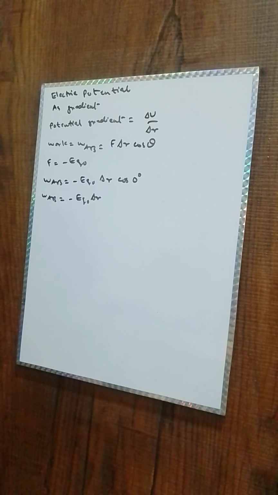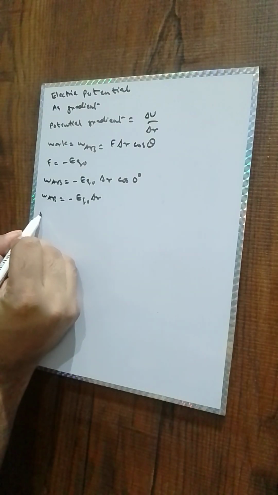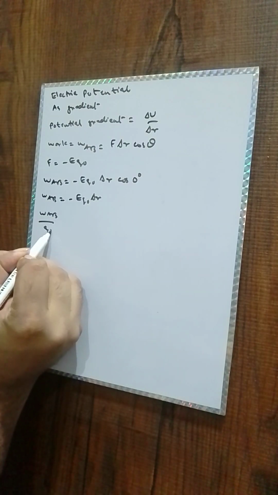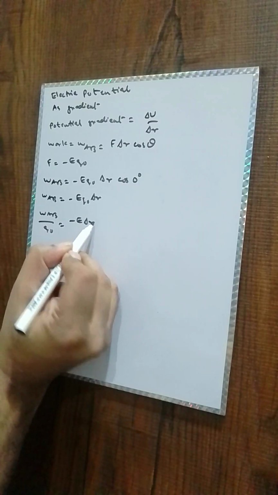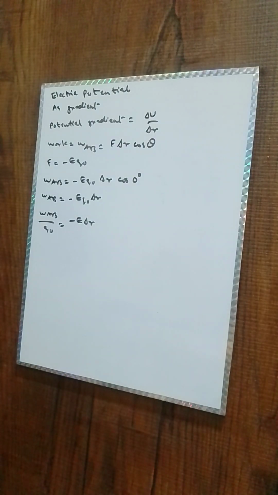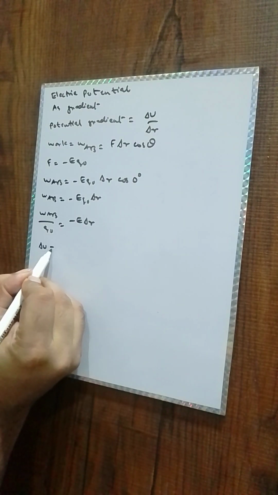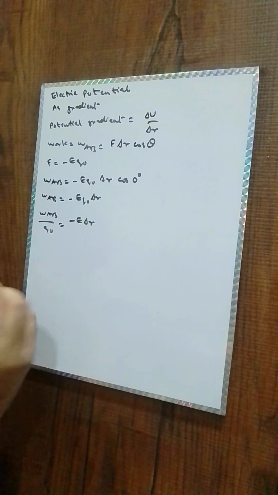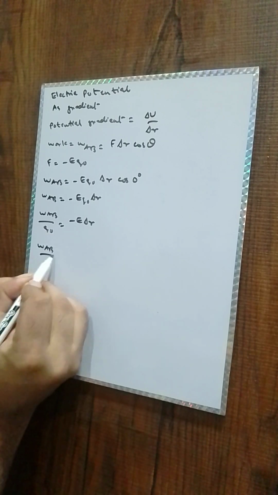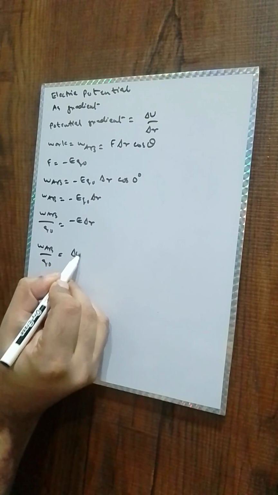Yes, and work done from A to B divided by Q naught is equal to minus E delta R. And work by charge is potential difference, as we have established. So work from A to B by Q naught is equal to delta V.